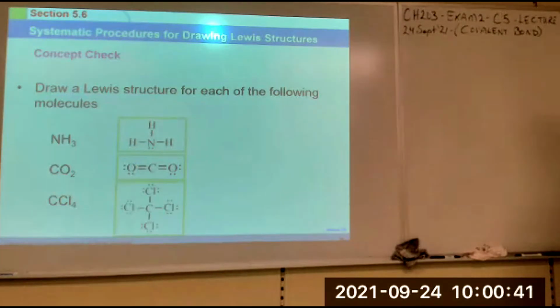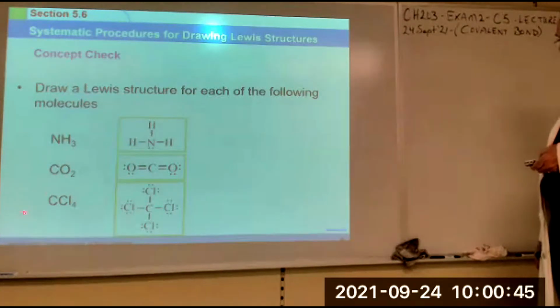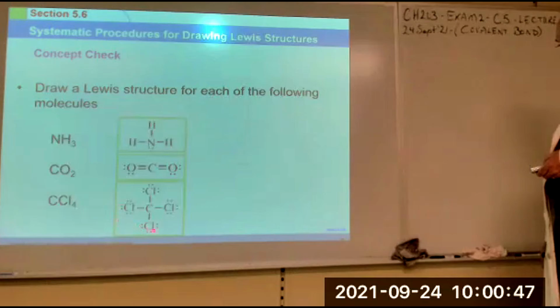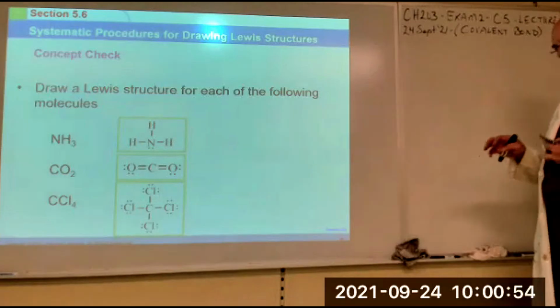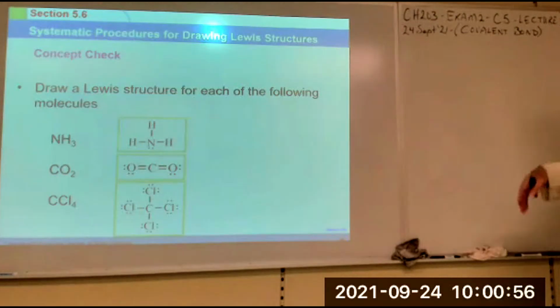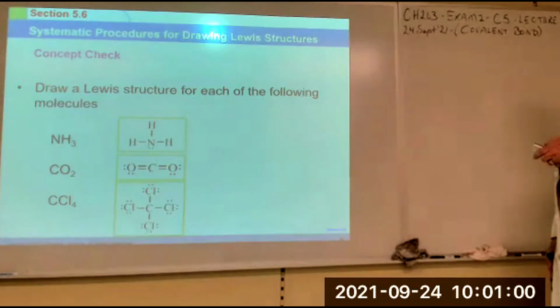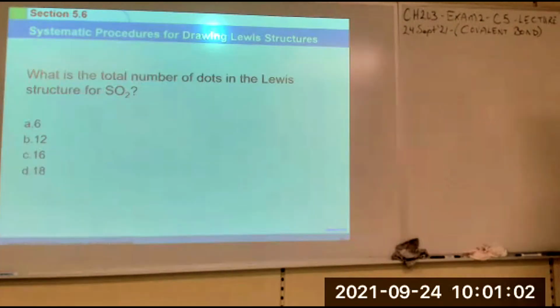Carbon tetrachloride. So all you have to check, if you count up the valence electrons and then you count up all the electrons plus the bonding ones, you'll find that they're equal in number. That verifies that this is a Lewis dot structure that's valid, plus the octets are there. All right.